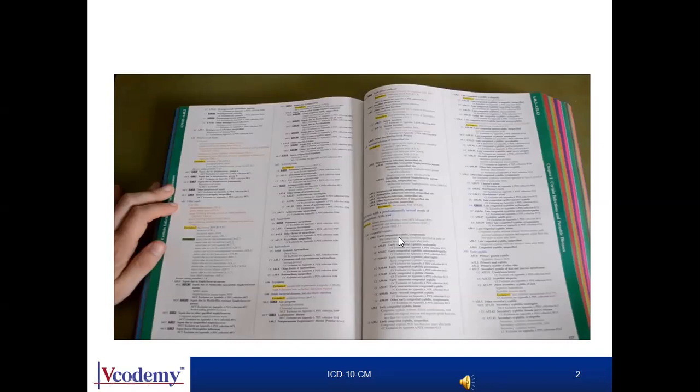Alphabetic index is the first portion of the book, first half of the book. In this alphabetic index, the diagnoses are listed alphabetically. The second portion, tabular listing, the ICD-10 codes are arranged alphabetically. So you need to be very clear about this. Remember that alphabetic index is where the diagnoses are arranged alphabetically and the tabular listing has the ICD codes arranged alphabetically.